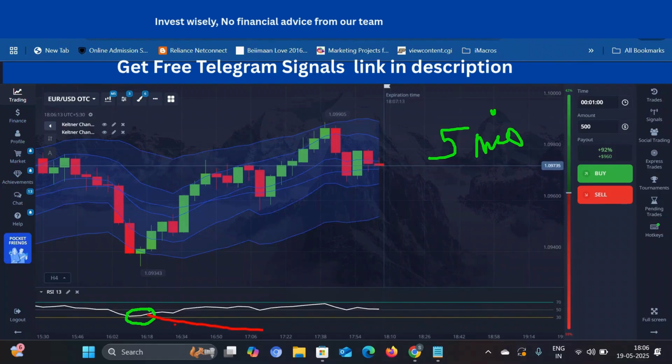Okay. So whenever the price is at 30 or around 30, we will assume that the price has dropped a lot. So what will we do because of this? We will take a sell trade, whether it's for 1 minute or 5 minutes. I will tell you how.